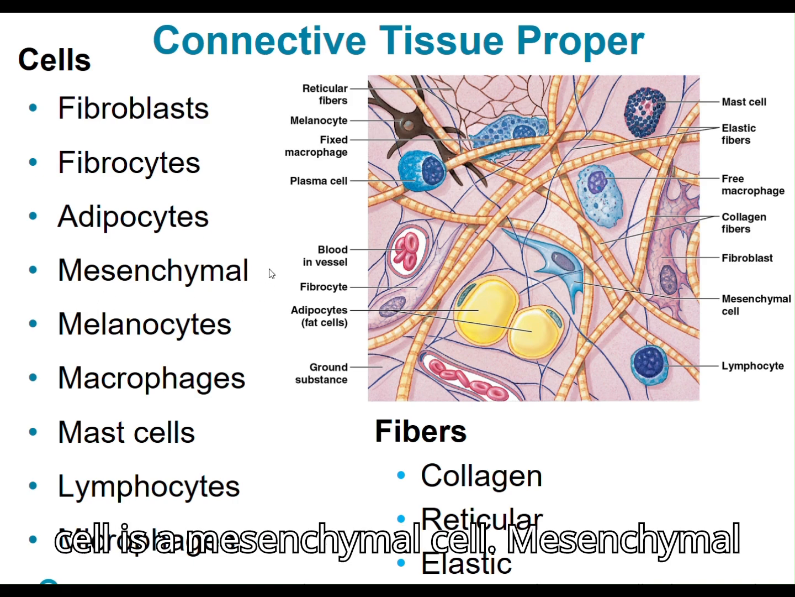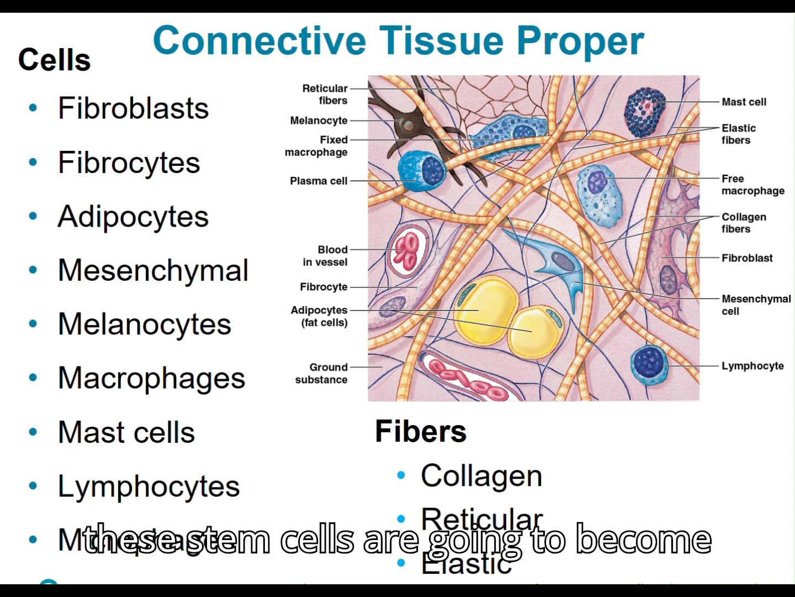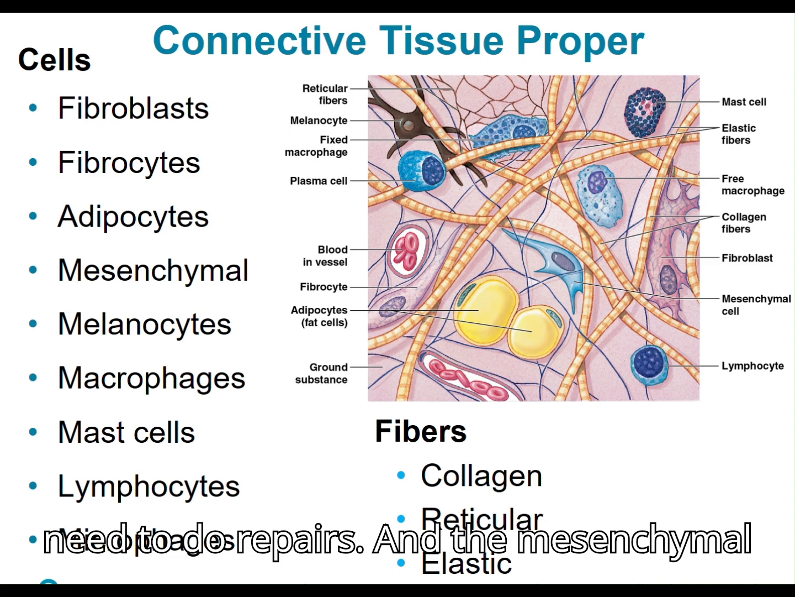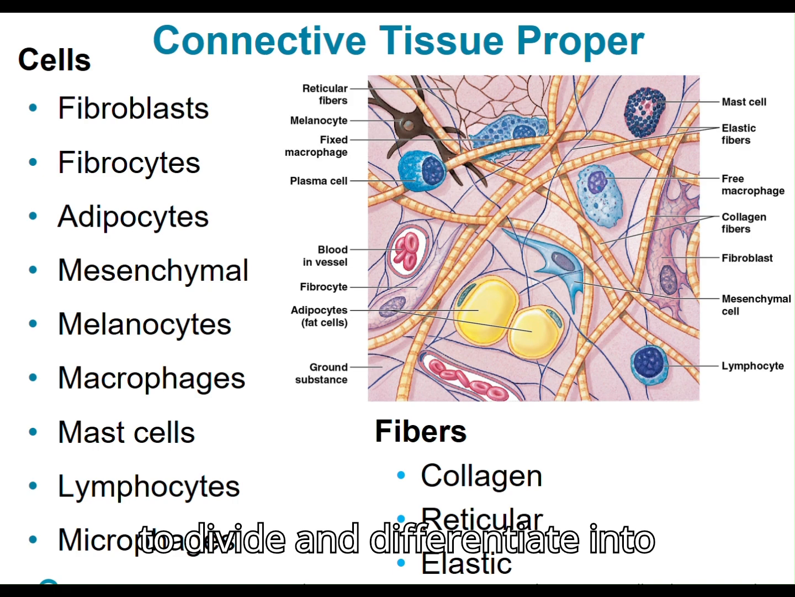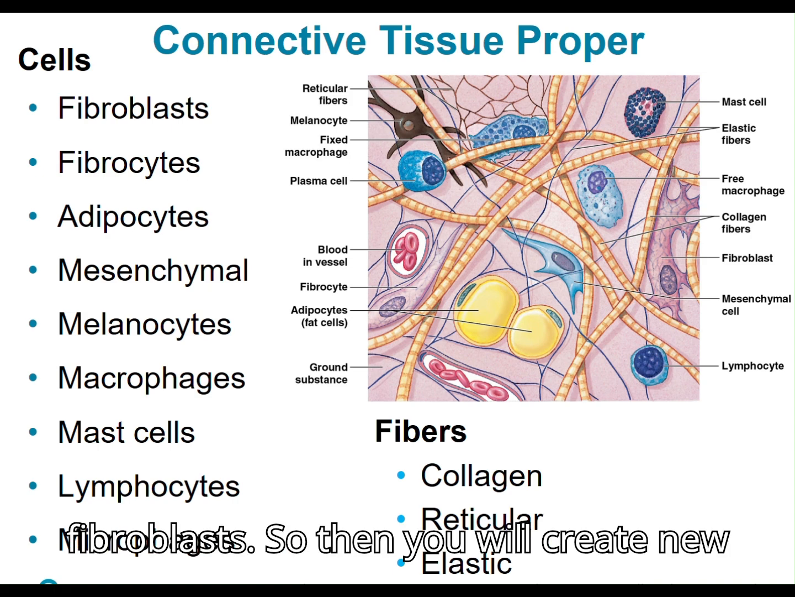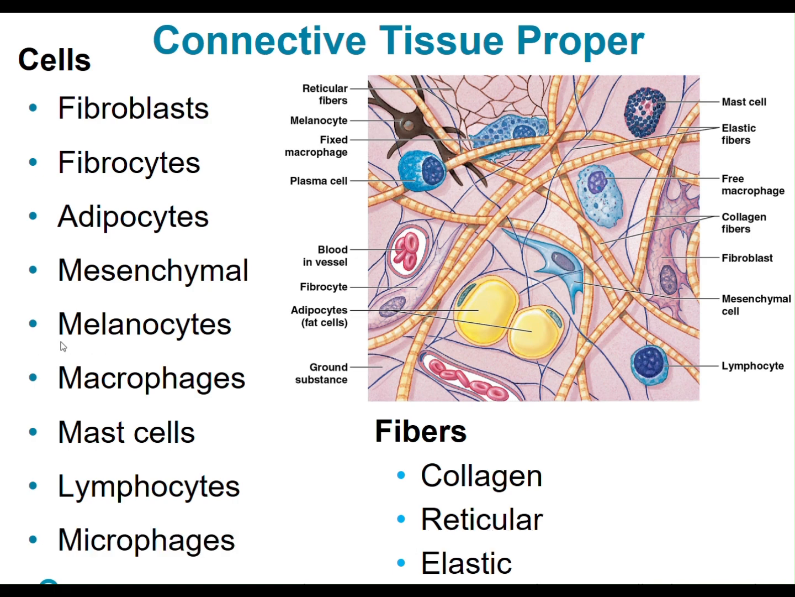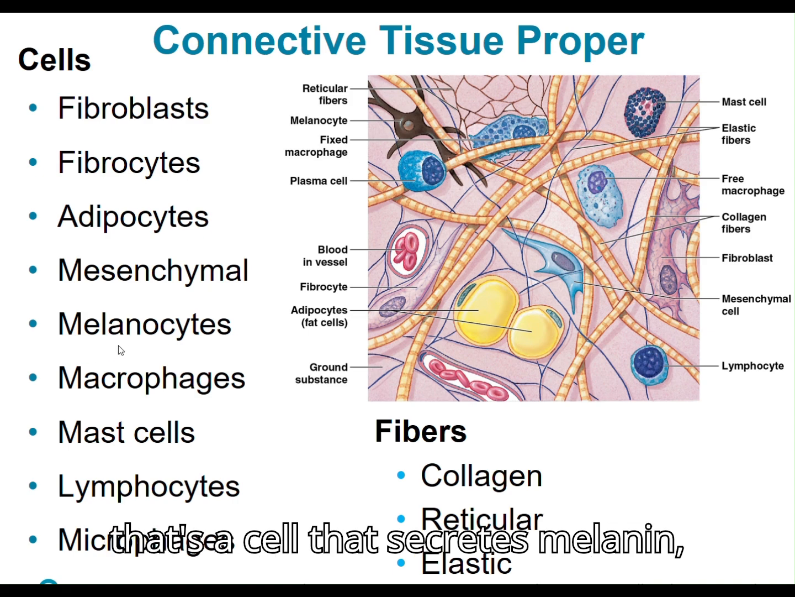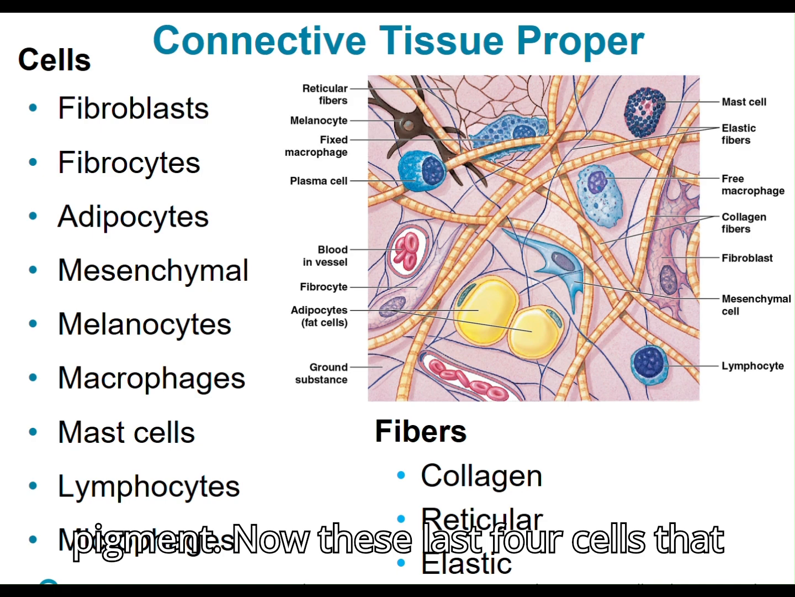Our next type of cell is a mesenchymal cell. Mesenchymal cell is another name for a stem cell. So these stem cells are going to become active when there's an injury and you need to do repairs. And the mesenchymal cells, when there is an injury, are going to divide and differentiate into fibroblasts. So then you will create new fibroblasts from those mesenchymal cells. Melanocytes, that's going to be another cell. Again, cyte over here, melano, that's a cell that secretes melanin, which is a dark pigment, like a brownish pigment.